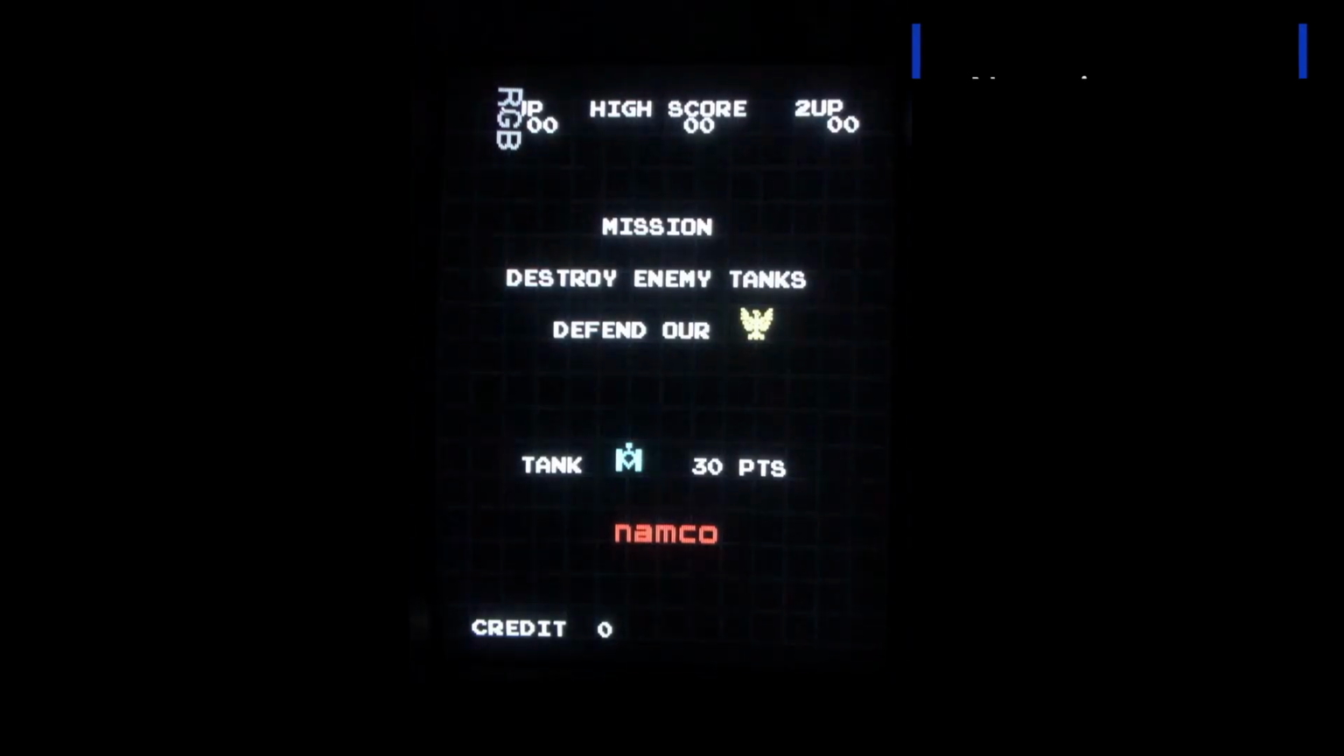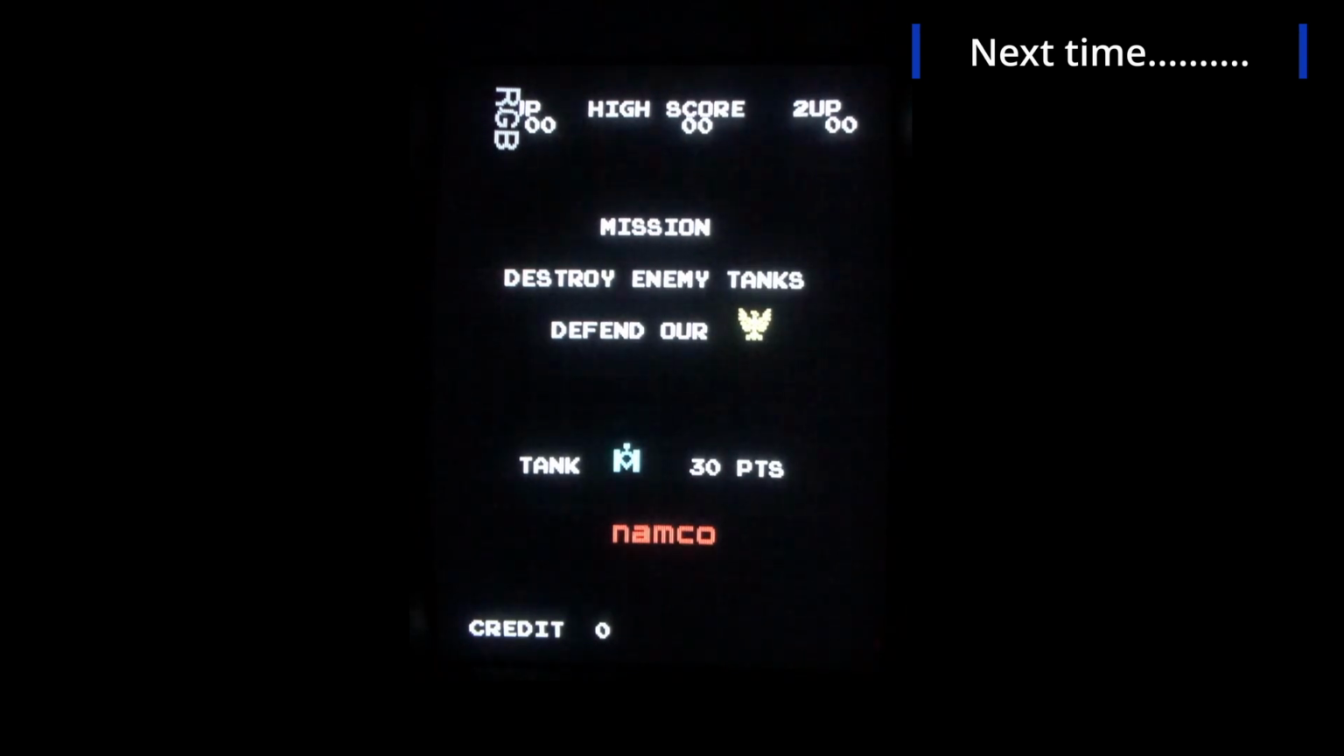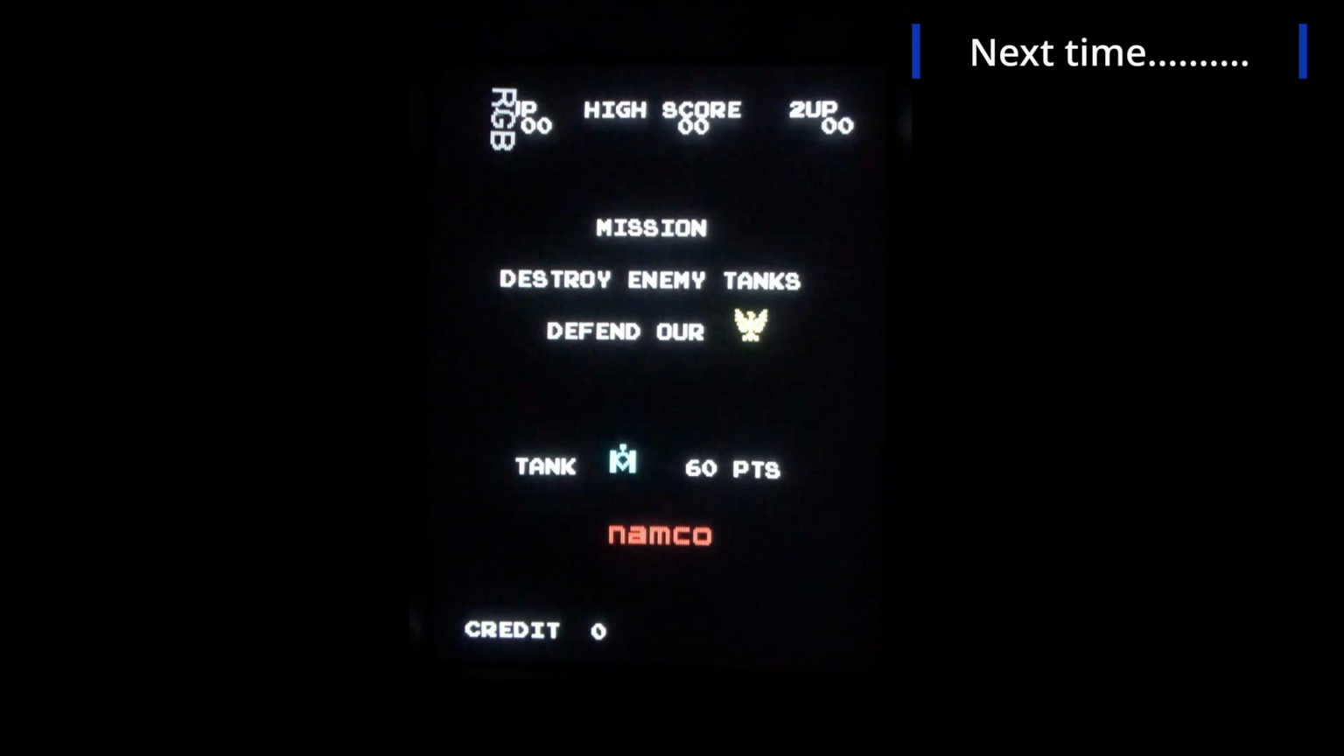Next time what we're going to do is implement the interrupts properly to allow the game to carry on into the attract mode, and we can also implement the MiSTer framework around it as well. So we'll be back doing that in the next one, so see you then.